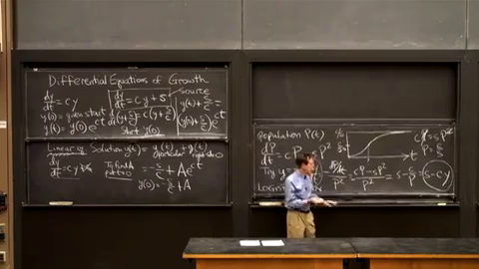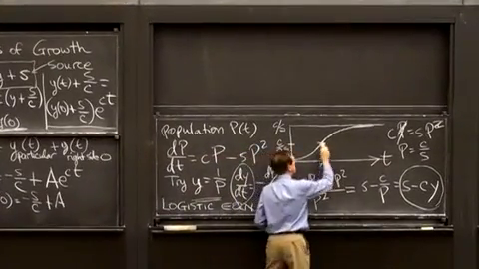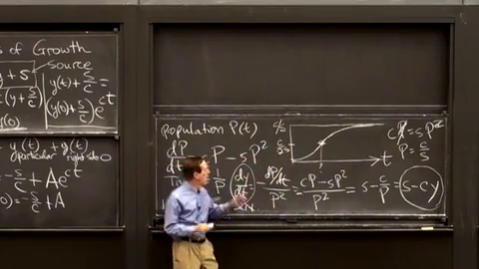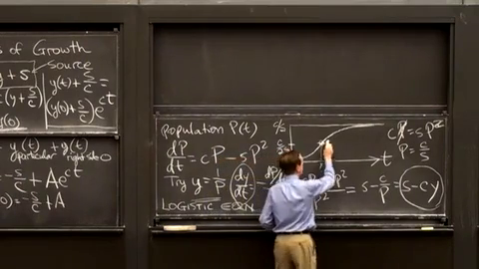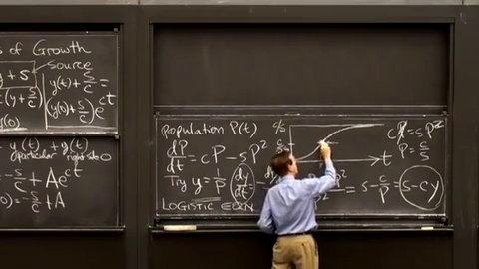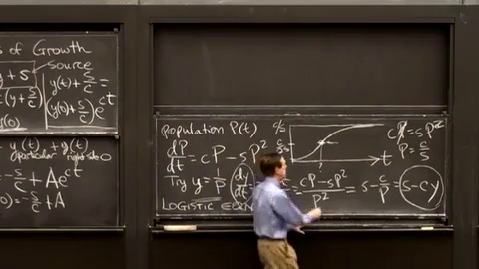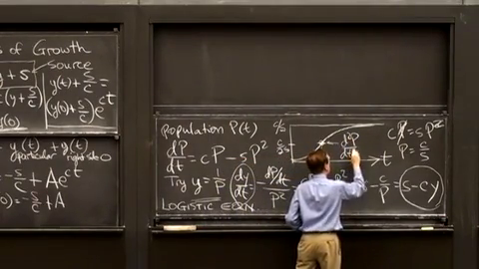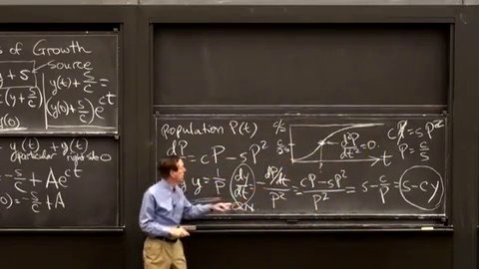If you want a challenge, check this. What do I mean at that inflection point? What's happening there? I claim that at this value of p, the curve stops bending up, starts bending down, which means the second derivative of p is 0. You could check that.